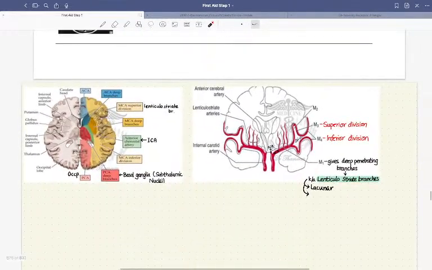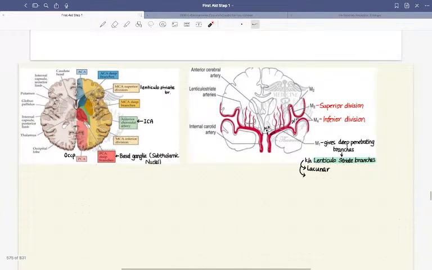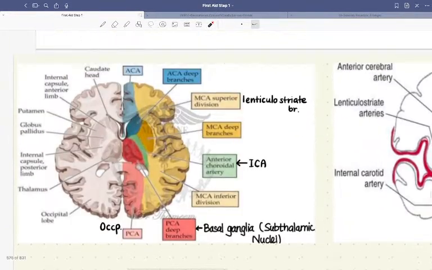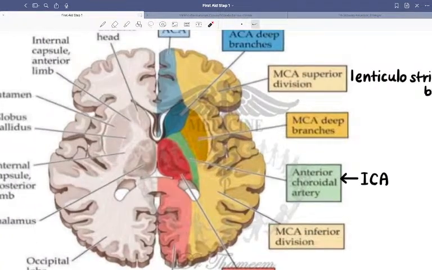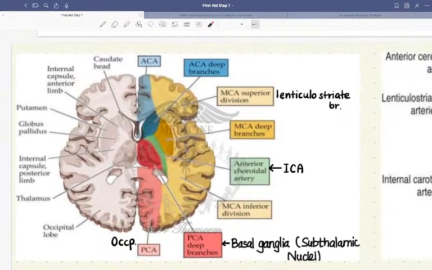Okay, so I think we are good to go. I have taken notes. This is the PCA, which is at the back, and the PCA's deep branches are here. MCA division is not necessary. The anterior choroidal artery is just here, a branch of the ICA, which supplies the posterior limb. Then you have MCA deep branches and superior division ACA branches. So the MCA superior division gives the lenticulostriate branch, and then you have ACA.